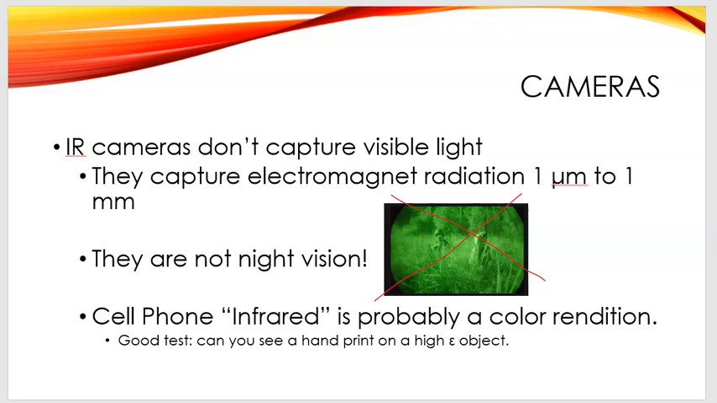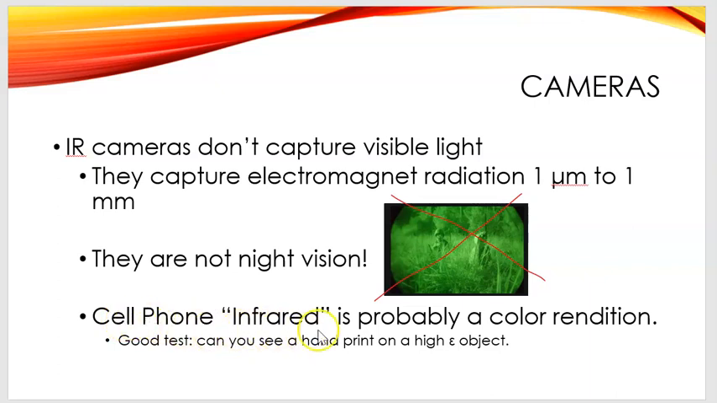Infrared cameras don't capture visible light. They capture electromagnetic radiation of 1 micrometer to 1 millimeter. And so if you see a picture such as that, infrared cameras are not night vision. This is one where it's actually a night vision. The only thing a night vision camera does is it enhances visible light back on that part of the spectrum.